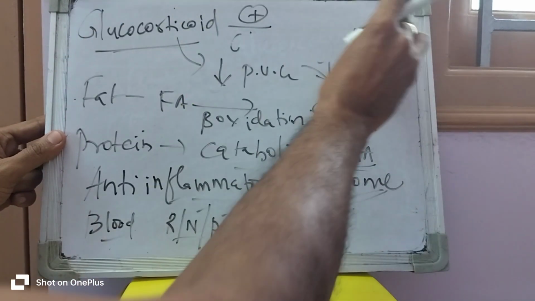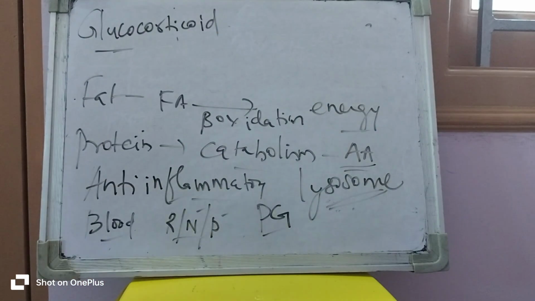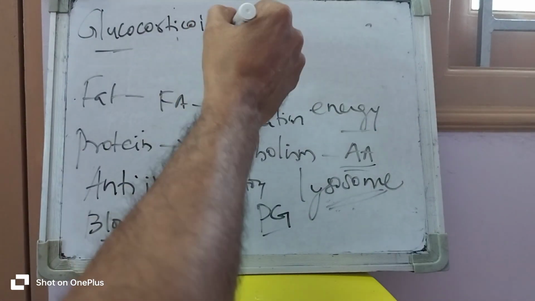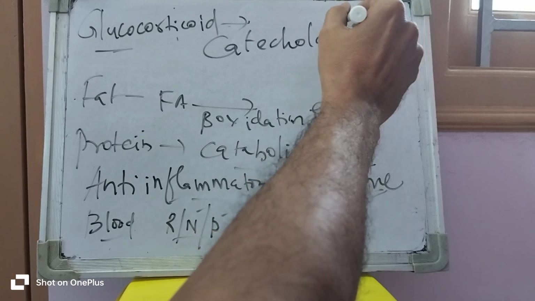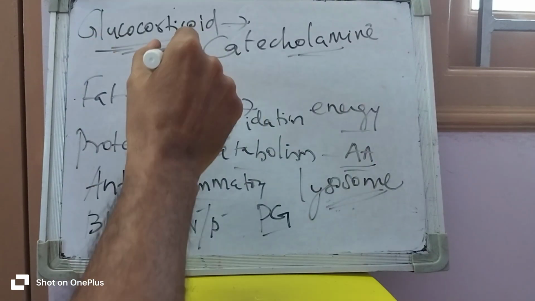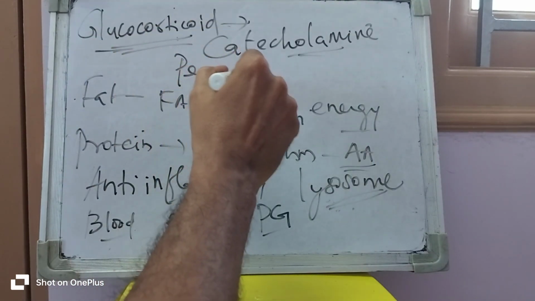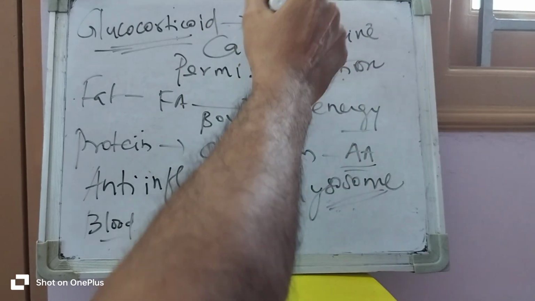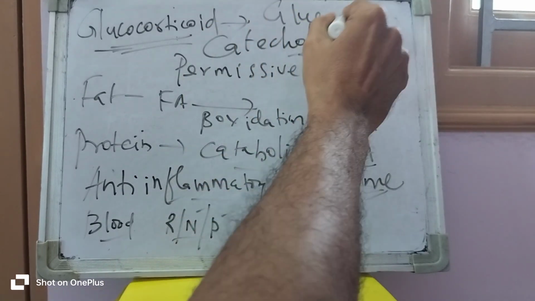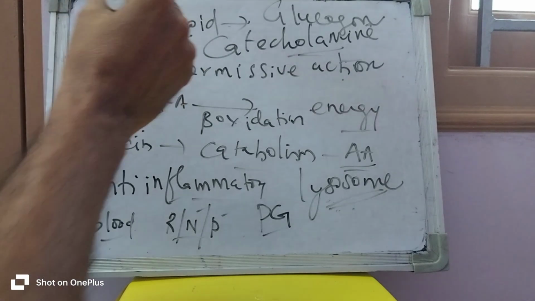And we have a permissive action of glucocorticoids. Glucocorticoids are essential, or need to be present, for the action of catecholamines. So for the catecholamines to exert the vasopressor action, the presence of glucocorticoids is important. So this action we call the permissive action of glucocorticoids. So not only for catecholamines, also for glucagon. So for glucagon to exert its calorigenic effects, glucocorticoids are needed.